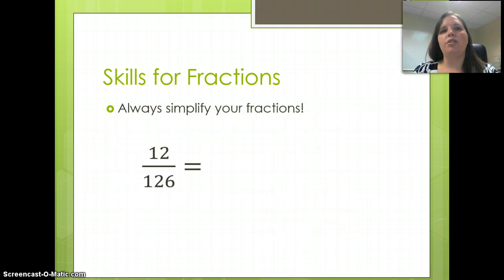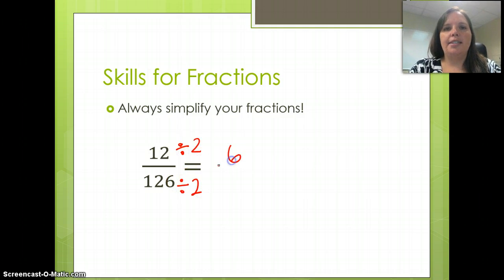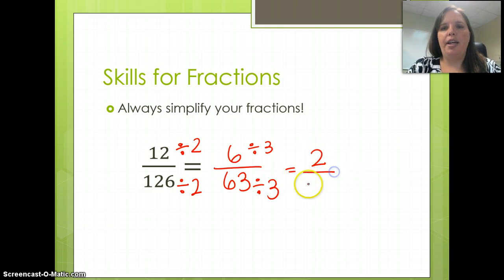Other skills for fractions, you need to make sure you're always simplifying. It's just an easy thing to forget, but look for what numbers can divide both of these. So in this case, I know 2 right away, so that's 6 and 63. Well, is there anything left? Yeah, there is. There's a 3 that can divide both of them, both numerator and denominator. So you want to make sure you simplify. So those 2 things are just guiding principles for everything we're going to do.